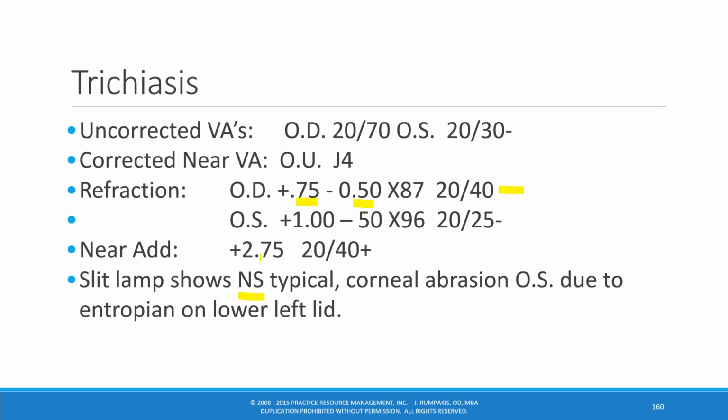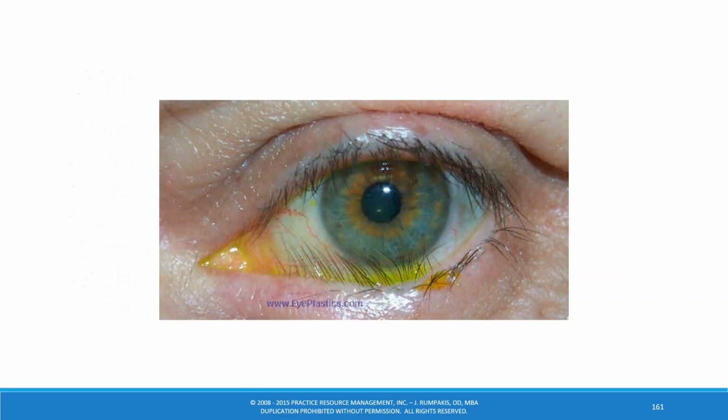Notice that she's hyperopic and astigmatic and presbyopic, okay? So when I'm going to be looking at the situation, she's got some entropion as well that's causing some abrasion to that lower cornea there. I want to be able to epilate.